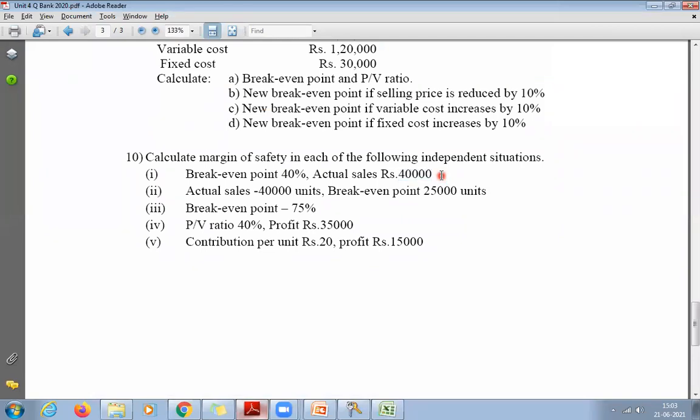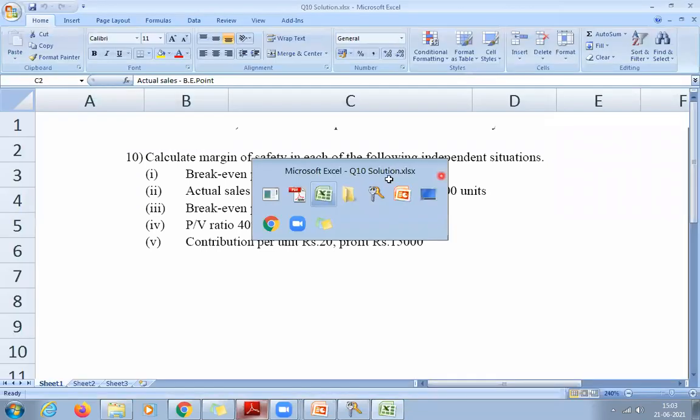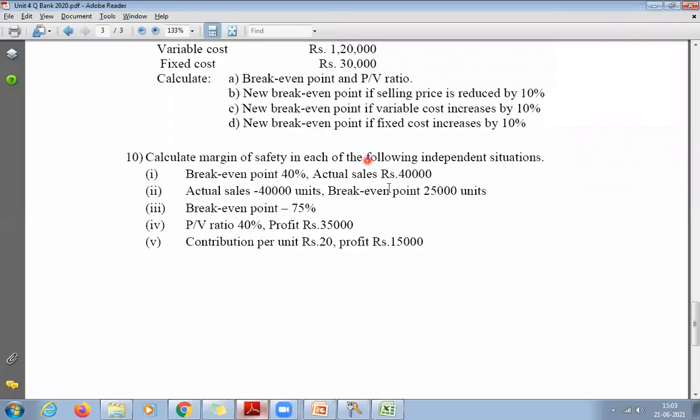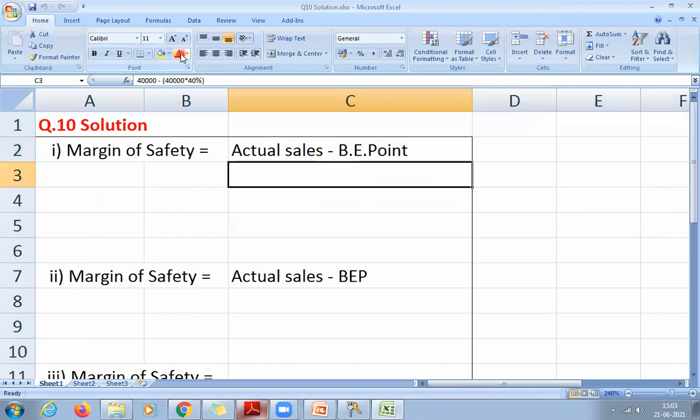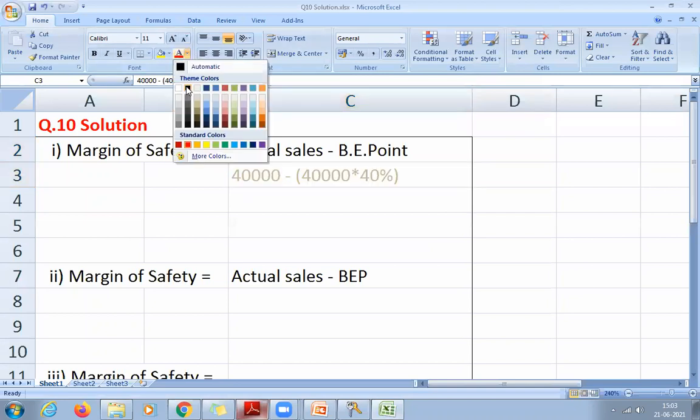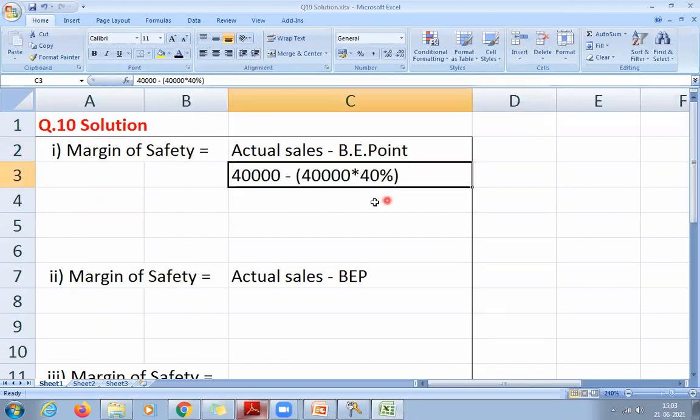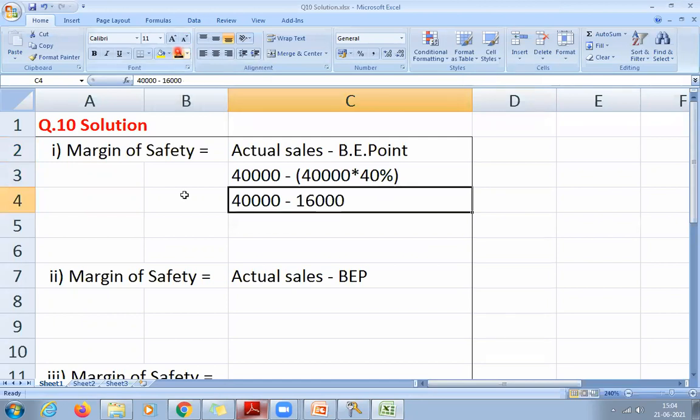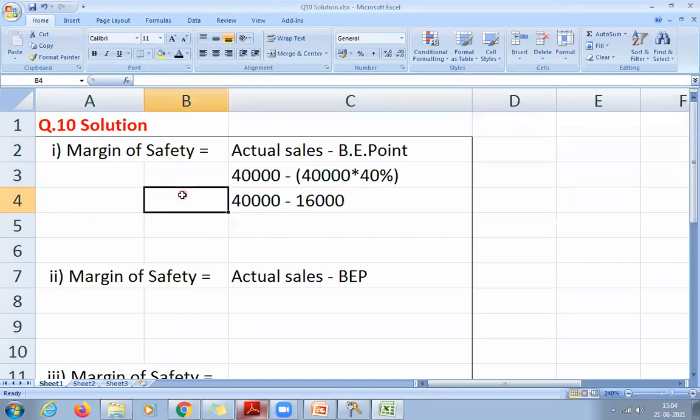40,000 into 40%, yes. The break-even point will be the percentage of actual sales. So if total sales is 100%, that is 40,000, then 40% will be how much? 40% of 40,000 is 16,000. So you calculate 40,000 minus 16,000. How much is the margin of safety? 24,000.